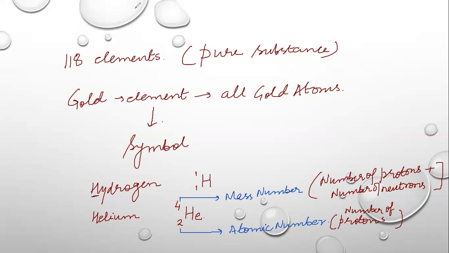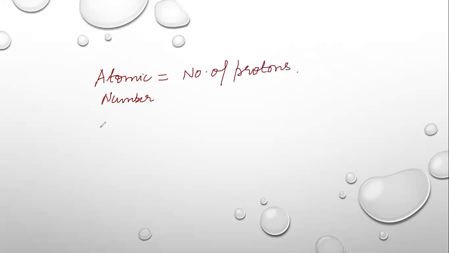So, and because as I said, the atom is neutral, the atomic number also tells us how many electrons are present. Because the atom is neutral, the number of protons is always equal to the number of electrons. So we can say the atomic number tells us how many electrons are present in an atom of that particular element, right?